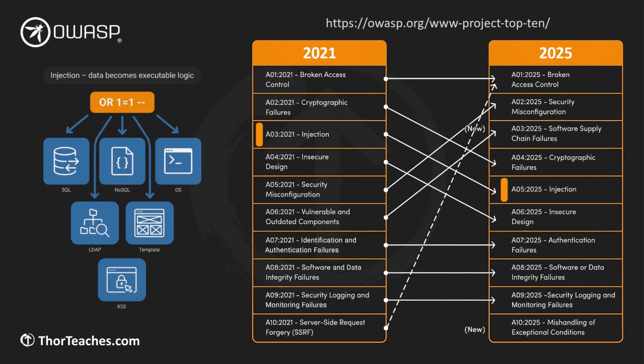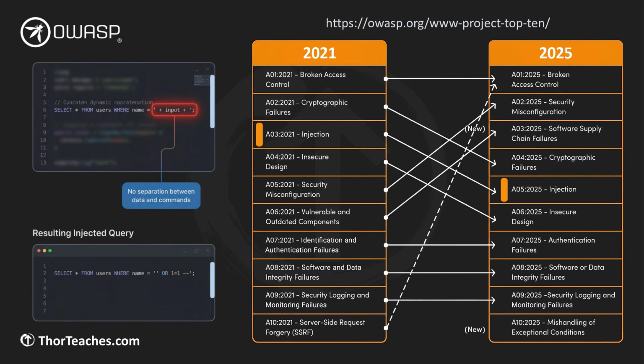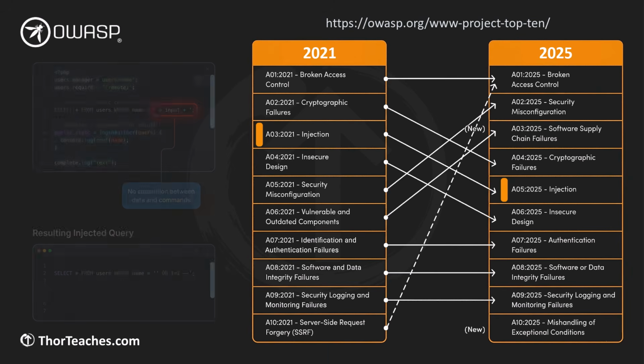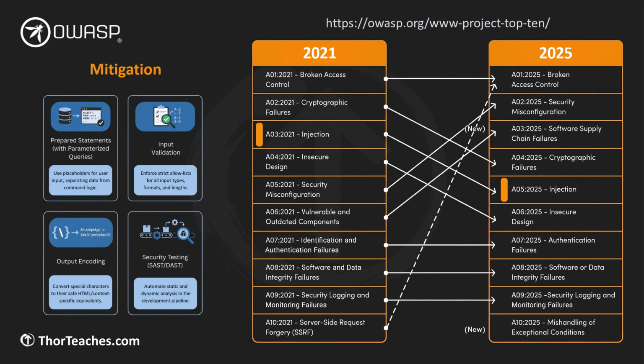A classic example is a dynamic SQL query where the application just glues user input directly into the string and sends it to the database. If I can close your string and add my own SQL, I can read or modify data I shouldn't see or even run code on the server. And the defenses here are well known. They just require discipline. Use parameterized queries, prepared statements, or safe APIs that keep the query and the data separate.